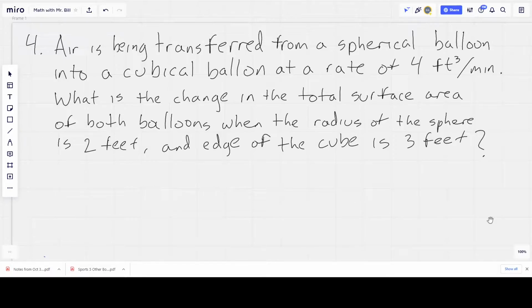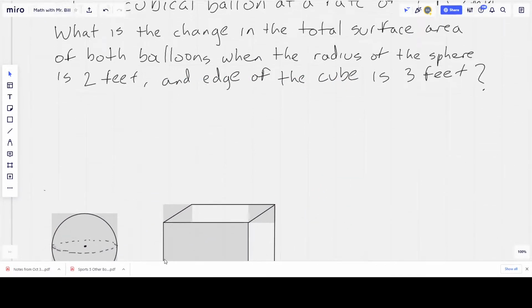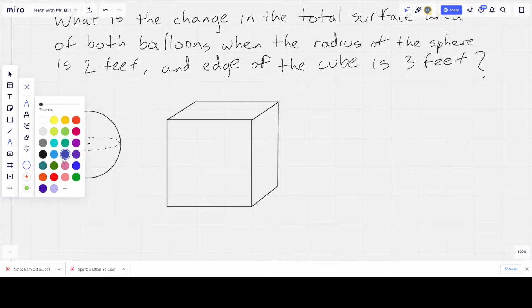So, beyond the absurdity of having a cubical balloon, this is kind of an interesting question. We want to find the total change in the surface area when one is getting bigger and the other is getting smaller. So let's go ahead and draw out here a sphere and a cube. And let's go ahead and give labels to these.